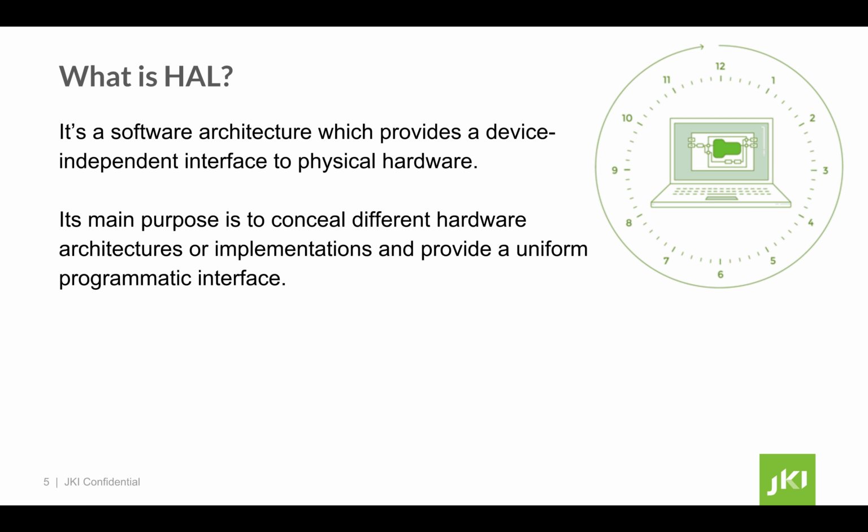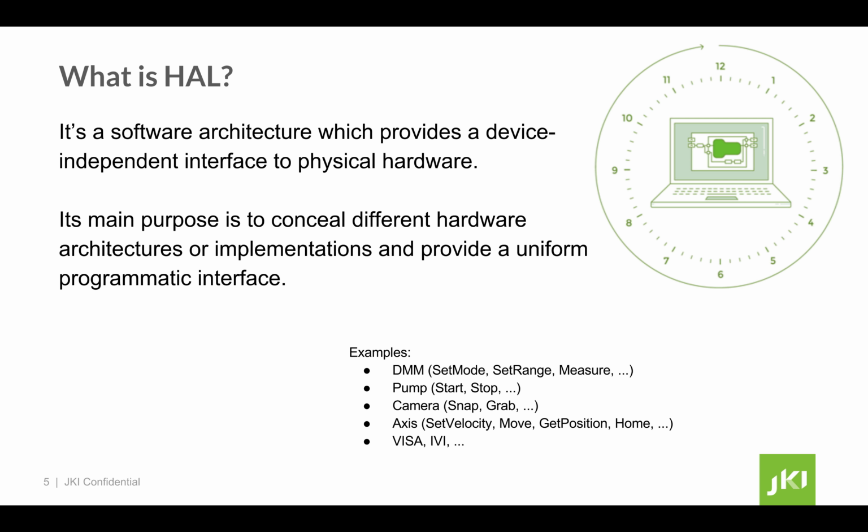What is a hardware abstraction layer? It's a software architecture which provides a device-independent interface to physical hardware. Its main purpose is to conceal different hardware architectures or implementations and provide a uniform programmatic interface. Some examples of hardware abstraction include general concepts like a multimeter, or pump, or camera, or an axis. These very generic categories of instruments allow us to define a generic interface, such as start and stop, or measure, or grab image.